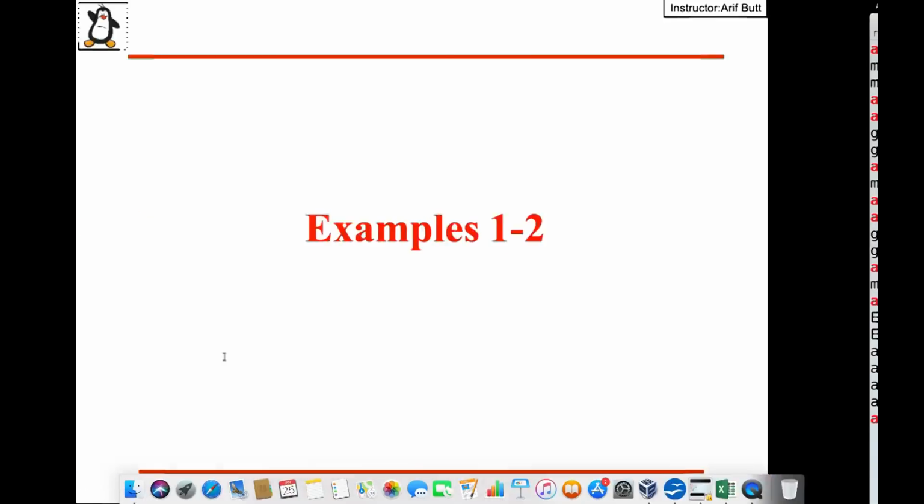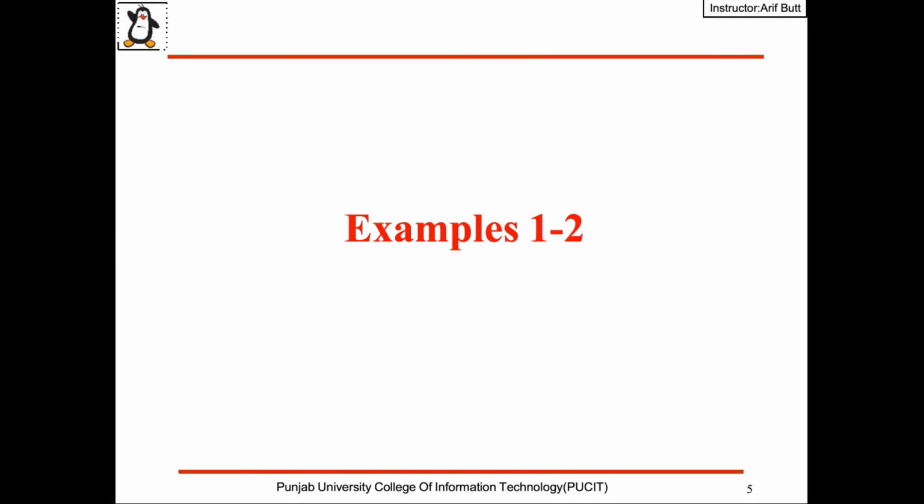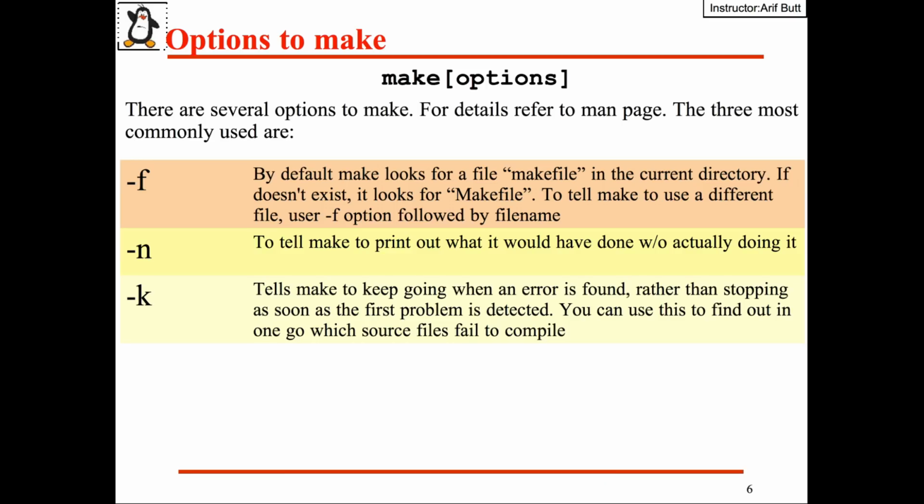Okay, dear students, let's move back onto the slides and discuss a bit about the targets to make. First of all, options. You can pass options to make. The most common option that we pass is -f. By default, make looks for a file, makefile with a lowercase m or a capital M, in the current working directory. If these two don't exist, make returns an error. To tell make to use a different file name, you can use the -f option.